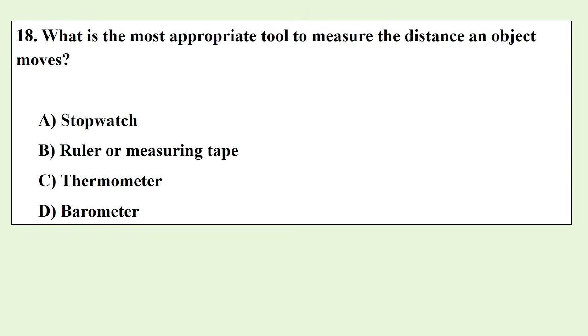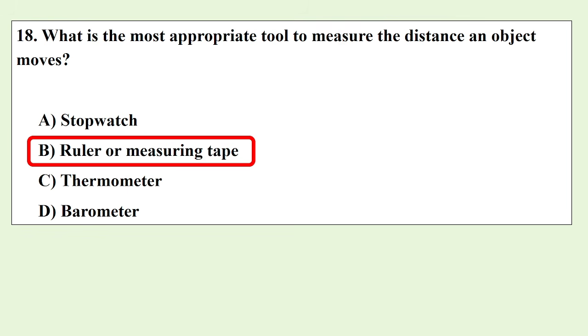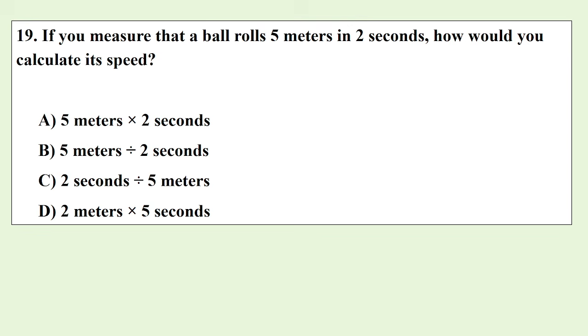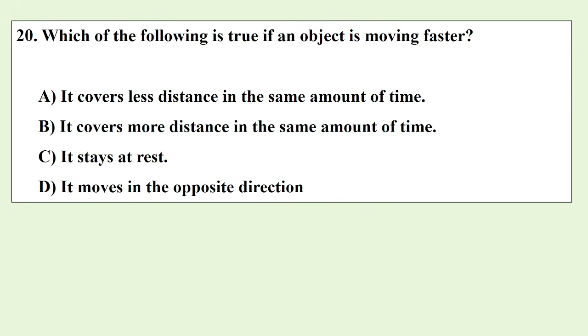Number 18. What is the most appropriate tool to measure the distance an object moves? Number 19. If you measure that a ball rolls 5 meters in 2 seconds, how would you calculate its speed? Number 20. Which of the following is true if an object is moving faster?